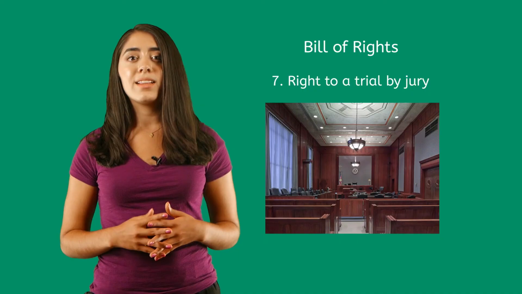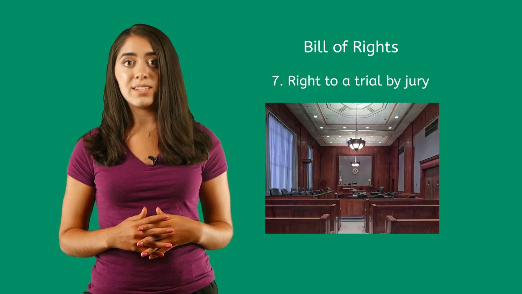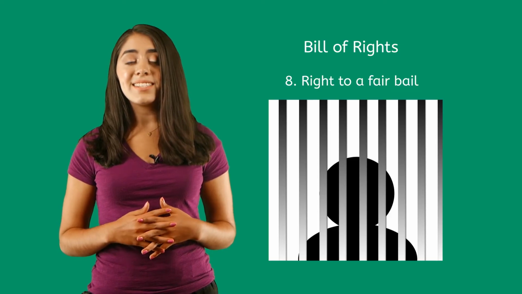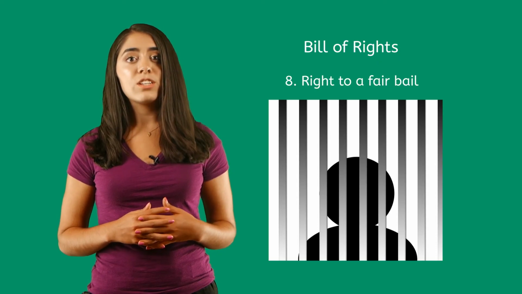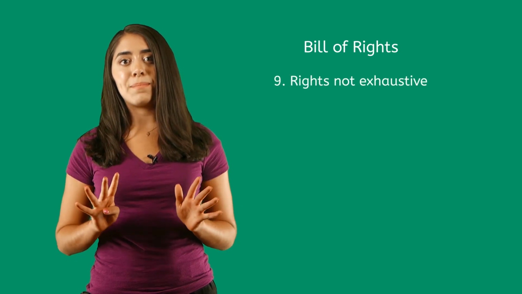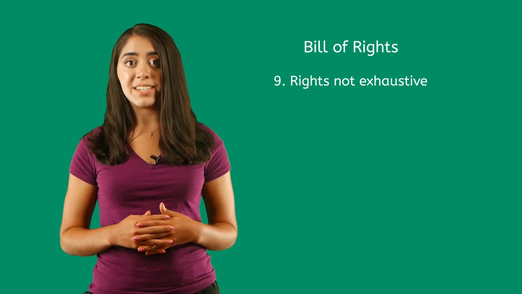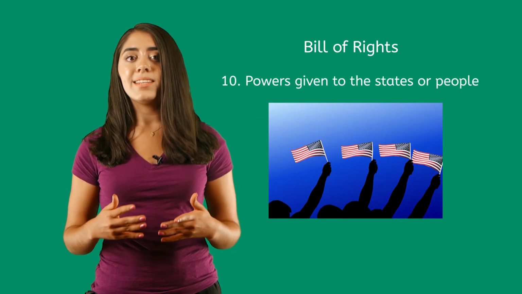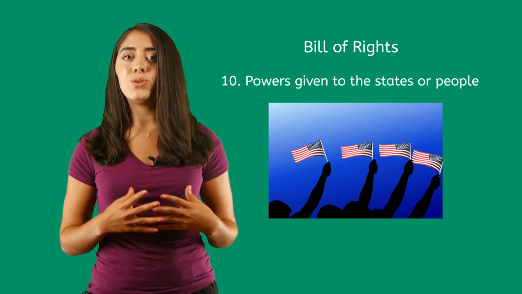The Seventh Amendment declares that citizens have a right to a trial by jury, which means a group of fellow citizens help the judge decide. The Eighth Amendment declares that citizens have a right to a fair bail or price to get out of jail, as well as to no cruel or unusual punishments. The Ninth Amendment declares that even though not all rights are listed, this does not mean they are not given to the citizens. The 10th Amendment declares that the powers not listed in the Constitution are given by default to the states and the people to decide.